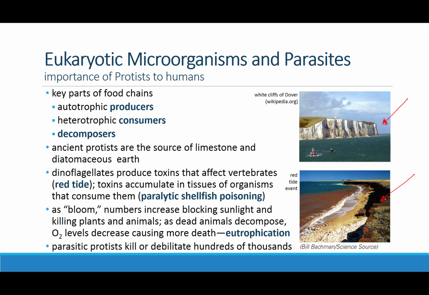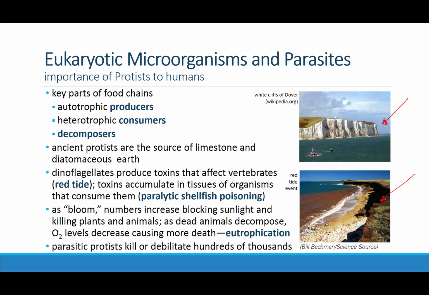And they produce these nasty toxins that affect vertebrates. They don't affect invertebrates, and so the shellfish that are filter feeding on these dinoflagellates will accumulate that toxin in their bodies, and then we go and eat raw oysters, for instance, and can come down with a disease called paralytic shellfish poisoning, which is about as horrible as it sounds.